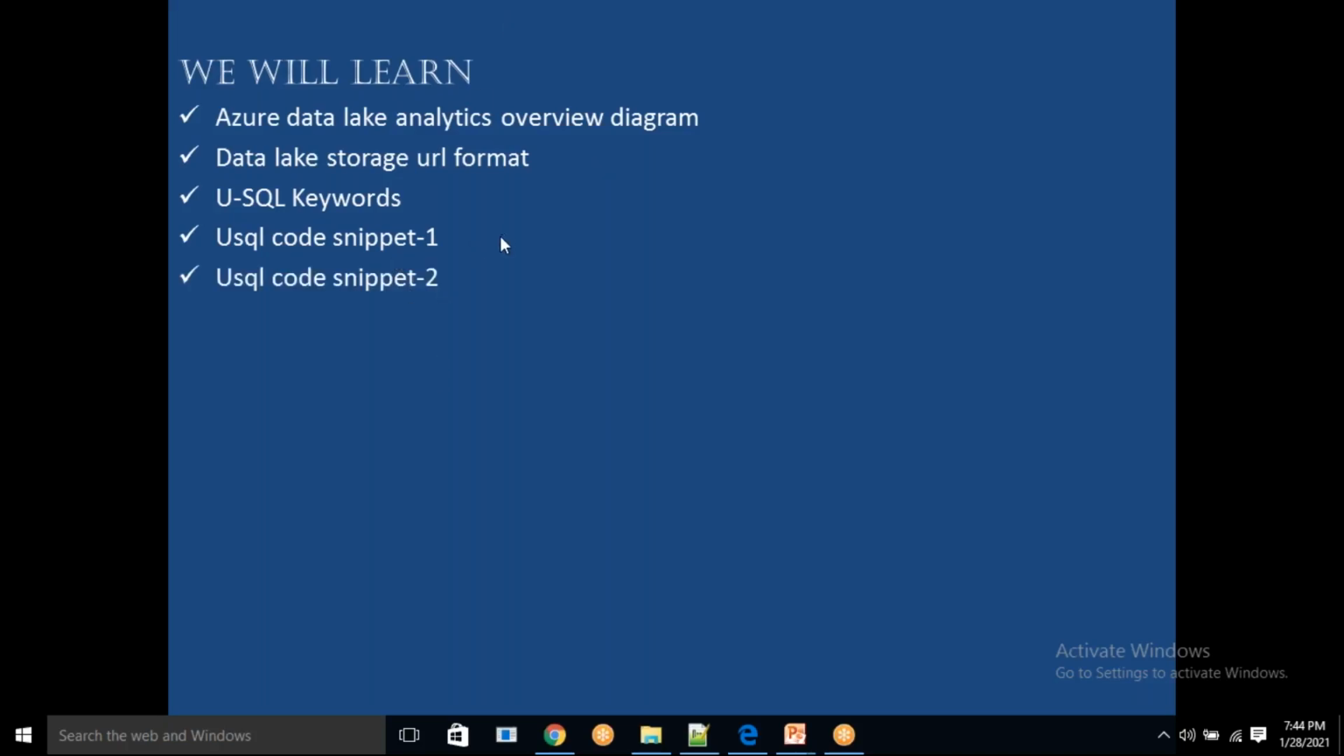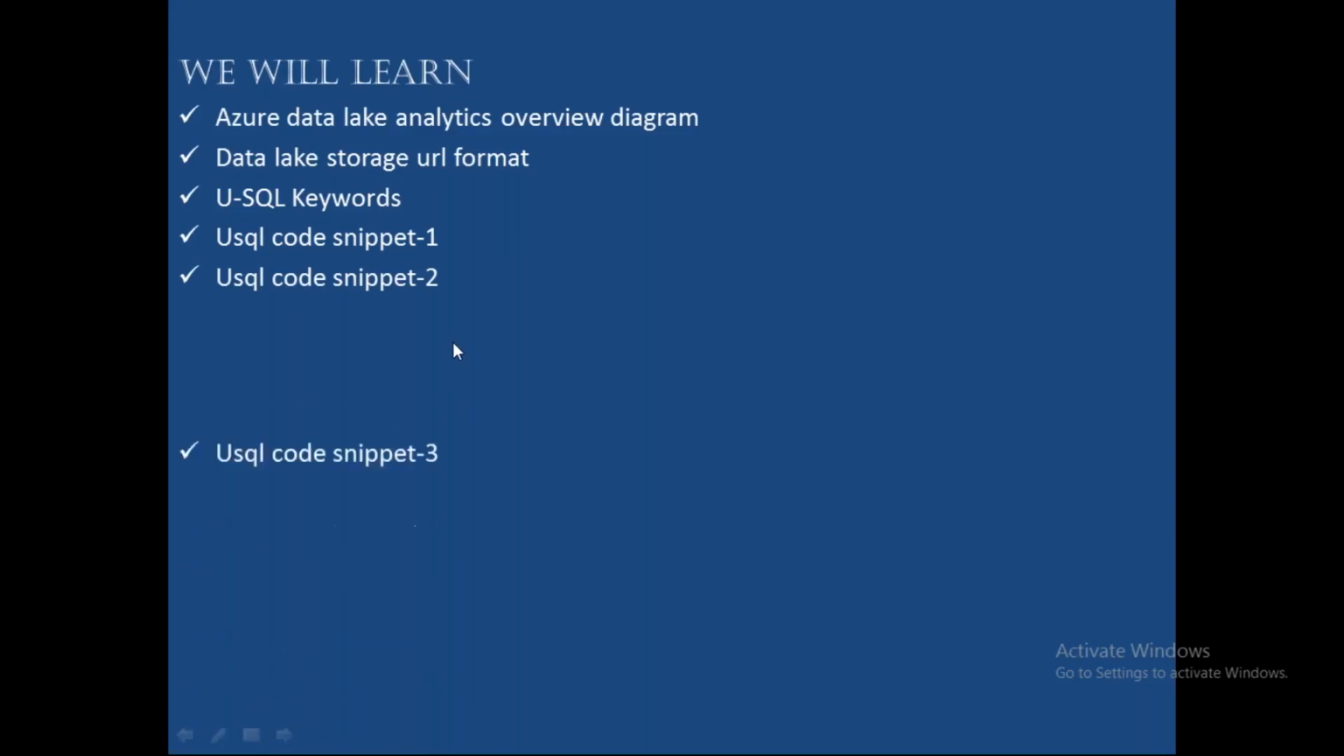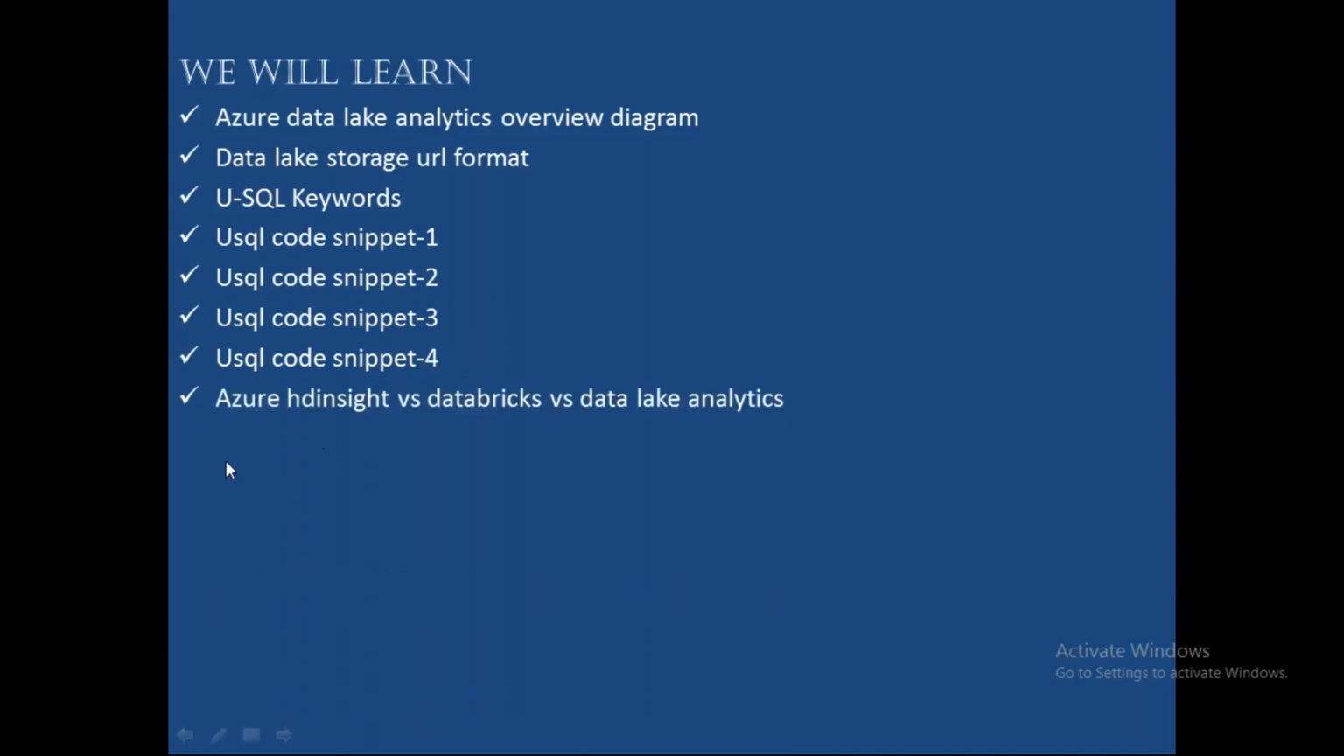Code snippet one will talk about only reading data from Data Lake Storage and writing data into Data Lake Storage. Code snippet two will talk about reading data, applying a transformation, and writing the data. Code snippet three again talks about the same thing: reading data, applying a different transformation, and writing the data. Code snippet four also talks about the same thing. Then we will talk about the difference between Azure HDInsight, Databricks, and Data Lake Analytics. Then I will talk about required results.